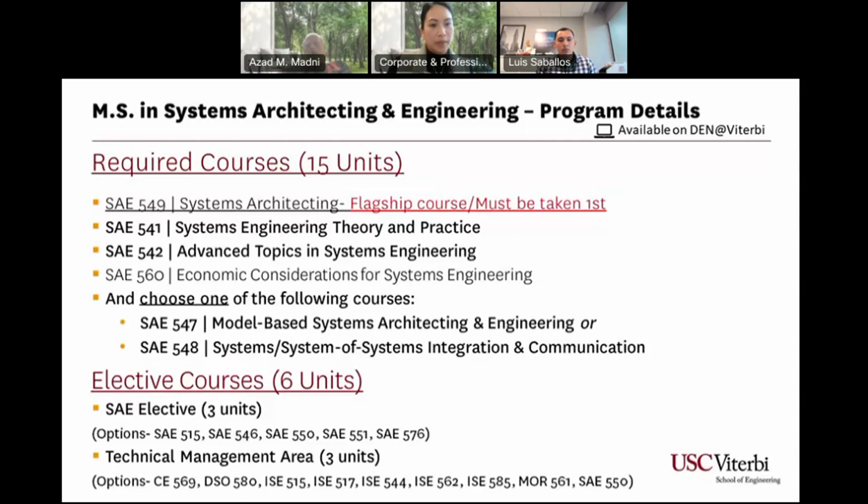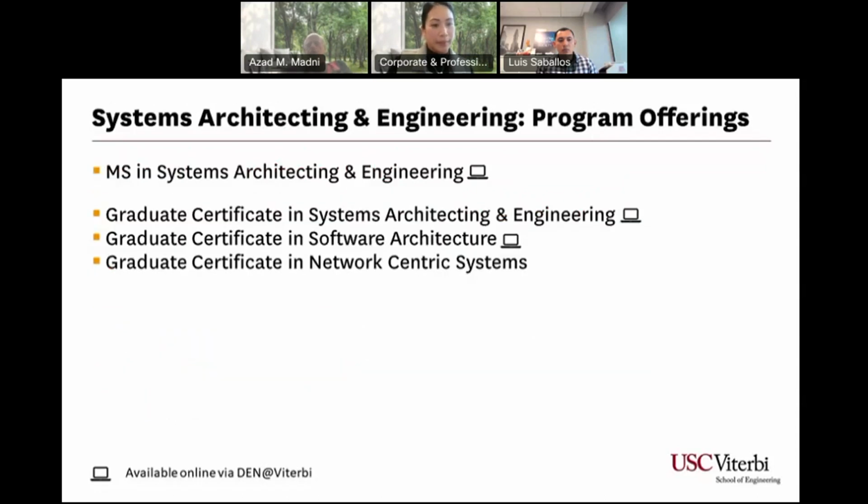All right, so this program has required courses, 15 units, and then elective courses, 6 units. On the previous chart, I did want to mention that we have, of course, a degree program, but we also have certificate programs. And the certificate programs, there are 3 of them. The last one is going to be replaced by another program in the very near future.